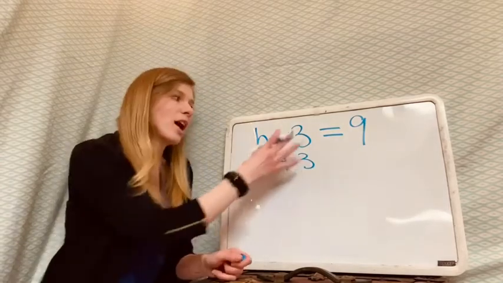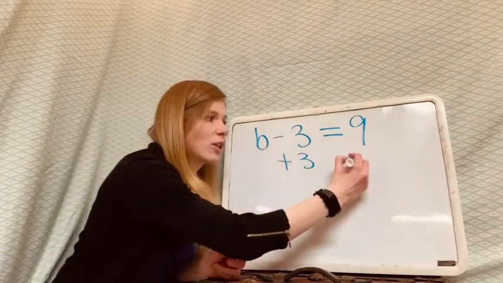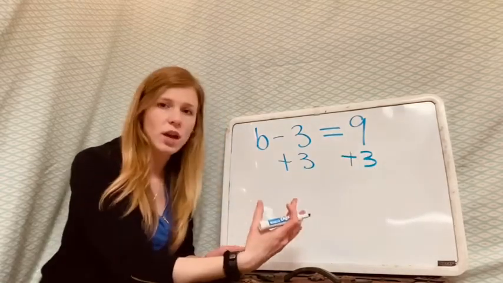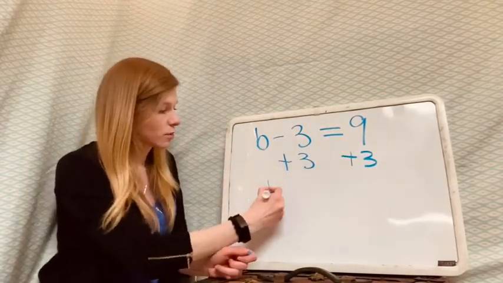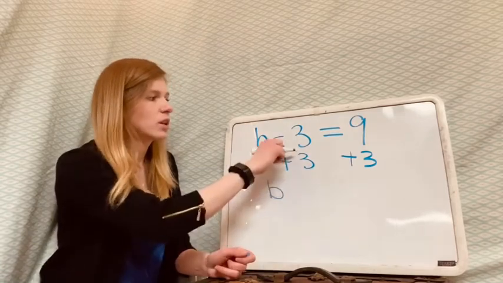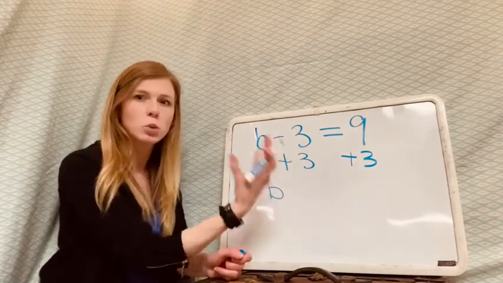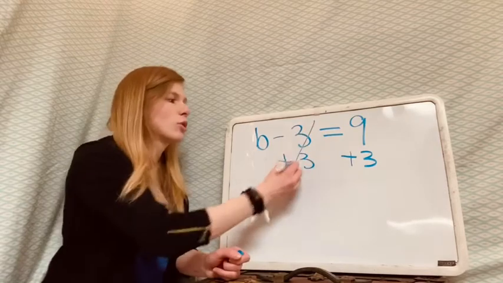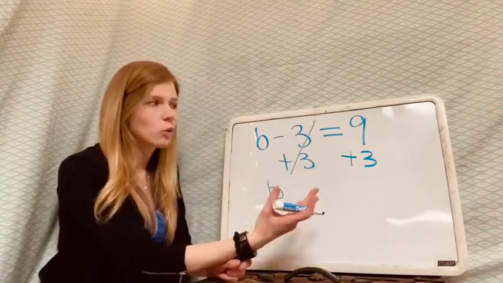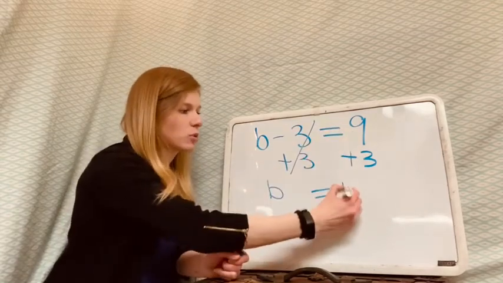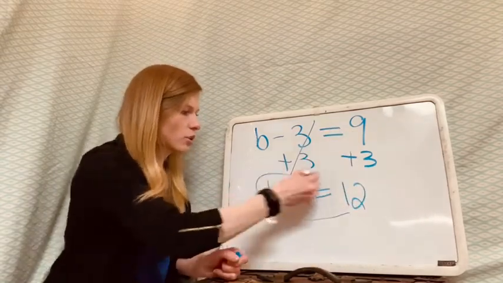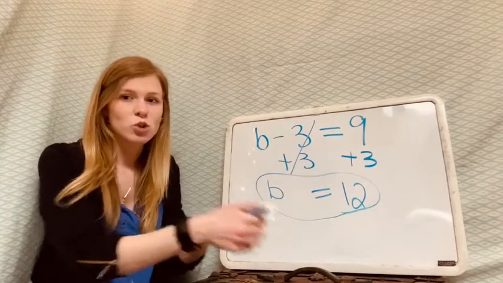And remember, if you're adding 3 to one side, you have to add 3 to the other side of the equal sign in order to keep balance. So my variable just comes down. We haven't done anything with it. Negative 3 and a positive 3 equals 0 when I combine them. So essentially they cancel out. They don't really matter. Bring down my equal sign. 9 plus 3 equals 12. So the answer is b equals 12.